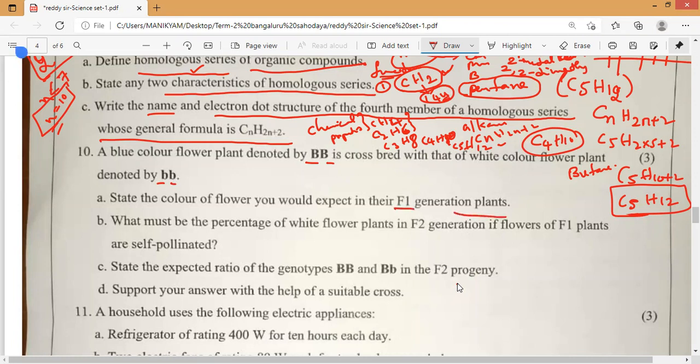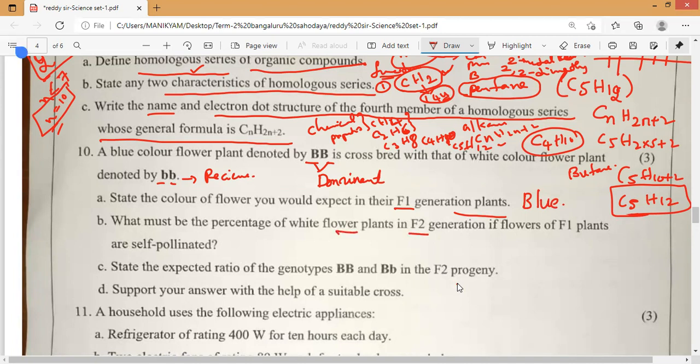As we know, capital B, is it dominant or recessive, guys? Capital is dominant. Small b we can say is recessive. Now in the F1 generation, what will come? In the F1 generation, we get blue color only. Yes or no? Next, what must be the percentage of white flower plants in the F2 generation?